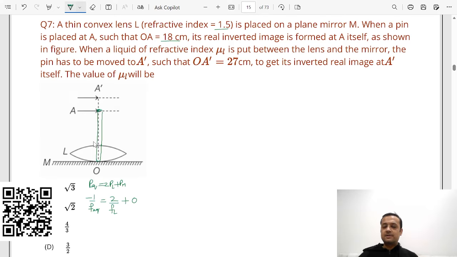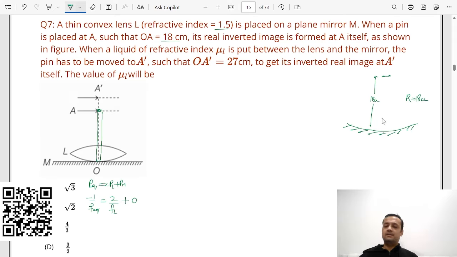itself. That means this whole combination is behaving like a concave mirror of focal length 9 centimeter, because the radius of curvature is 18 centimeter. That means if you replace this whole thing by a concave mirror of radius of curvature 18 centimeter, and if you keep the object here at a distance of 18 centimeter, then we know that concave mirror will form the image at itself, provided the radius of curvature was 18, right?